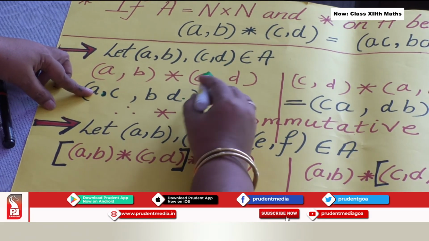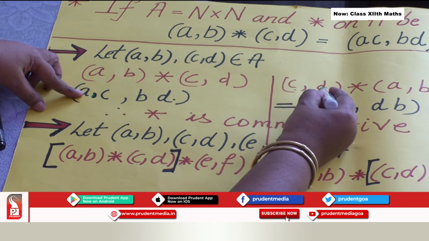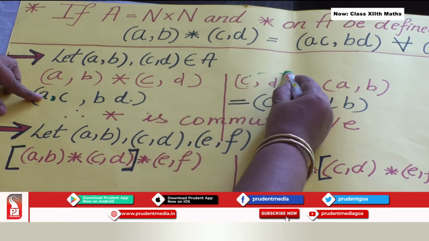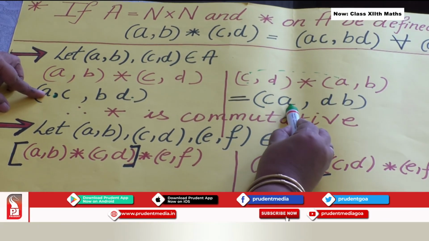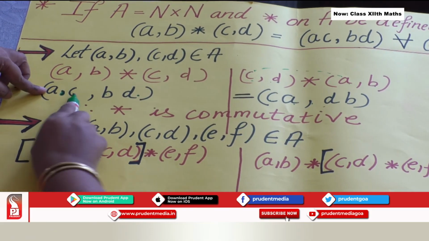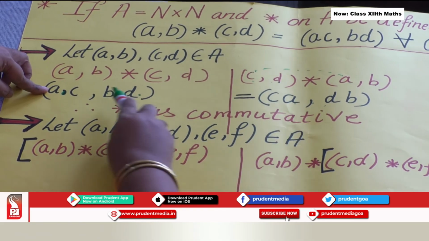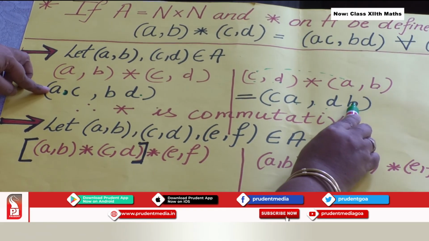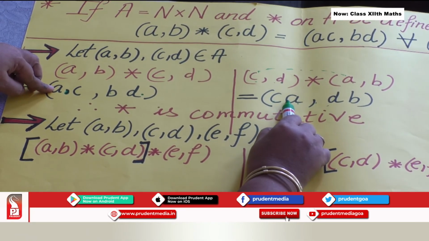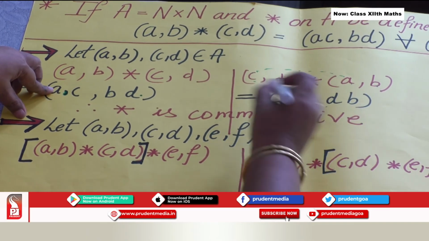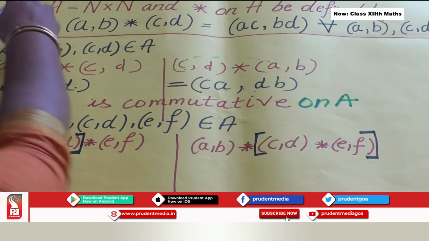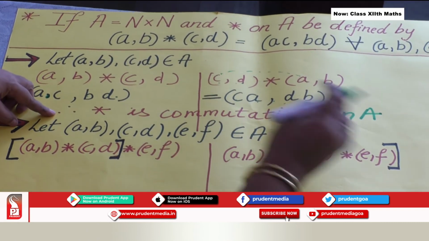Now you change the order. (C, D) will come first here, star (A, B). As per this, you are just multiplying, so C into A and D into B. Now A into C and C into A are both the same, and B into D and D into B are both the same. So A into C can be written as C into A. Therefore, this star is commutative on the set N cross N, that is set A. This operation star is commutative.